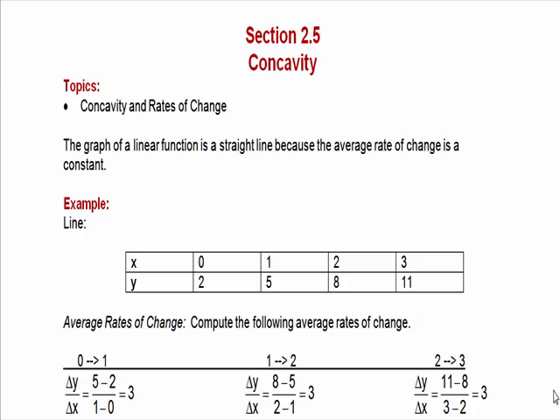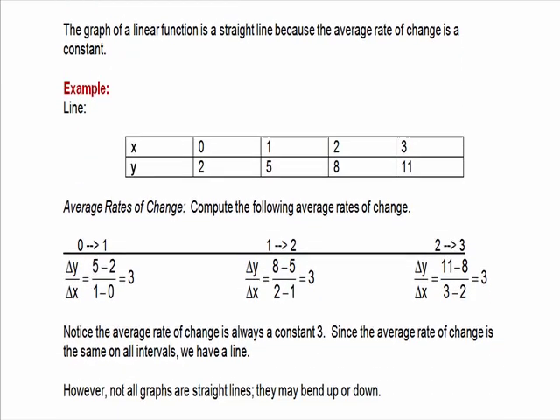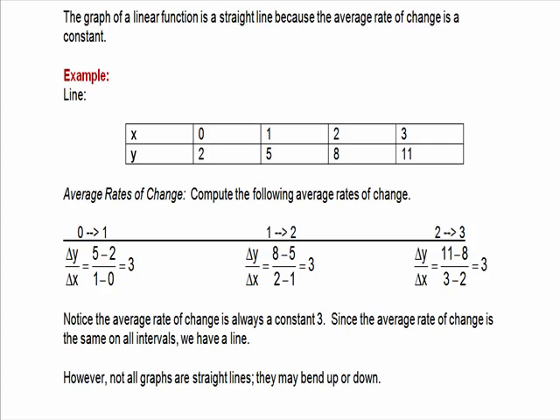So for example, if I take a look at a line and I happen to make a table of something that's linear, I have x being 0, 1, 2, and 3, and y being 2, 5, 8, and 11, and it's fairly clear, I think, that the slope is always going to be 3. I did a number of the computations out. I did 0 to 1, 1 to 2, 2 to 3. They all come out to give me a slope that's equal to 3. So we notice the average rate of change is always the constant number 3. Since the average rate of change is the same on all intervals, we know we have a line.